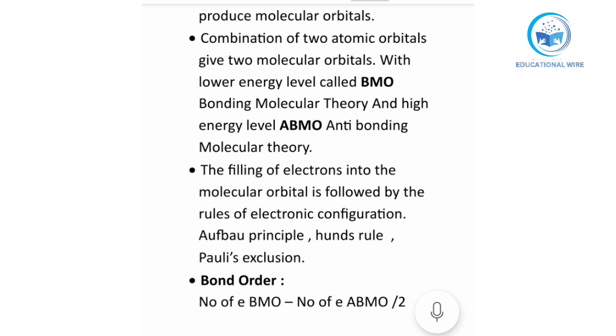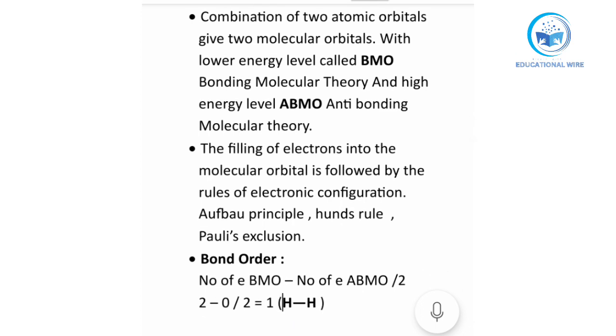Let's suppose the number of electrons in hydrogen in the bonding molecular orbital was 2 and in the anti-bonding was 0. So 2 minus 0 divided by 2. 2 divided by 2 is equal to 1. So it means it will make a single covalent bond, that will be H single bond H. So here we know the bond order.